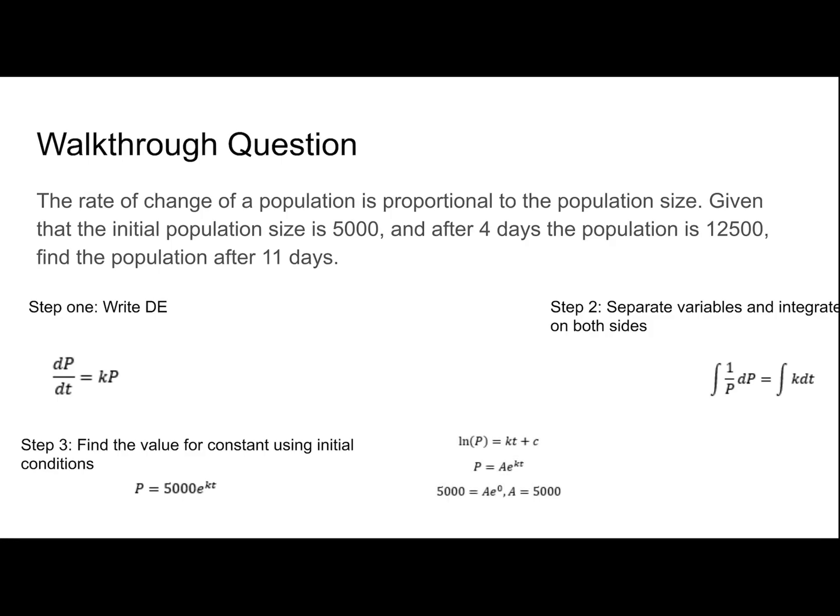And that's a step. So I got this the wrong way around. So this is a step for after step 2. So we have ln of P equals kt plus c. So P equals A e to the power of kt, and therefore 5,000 equals A times e to the power of 0, and therefore A equals 5,000.